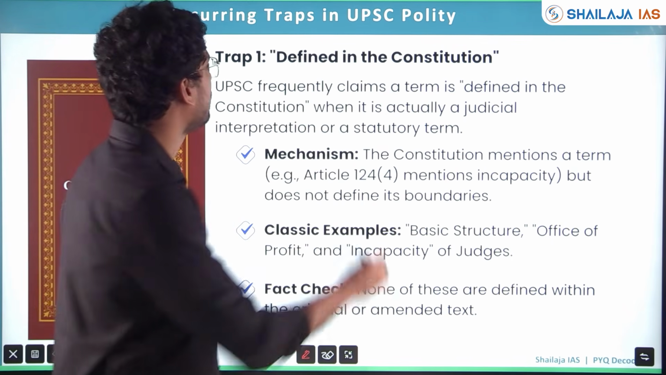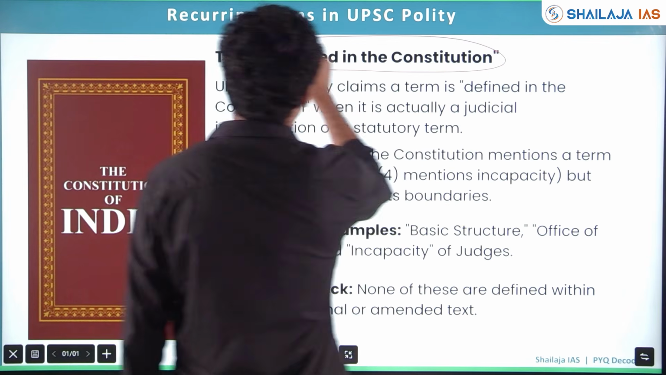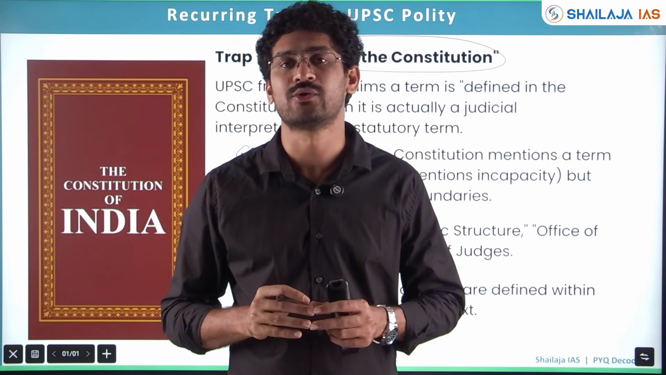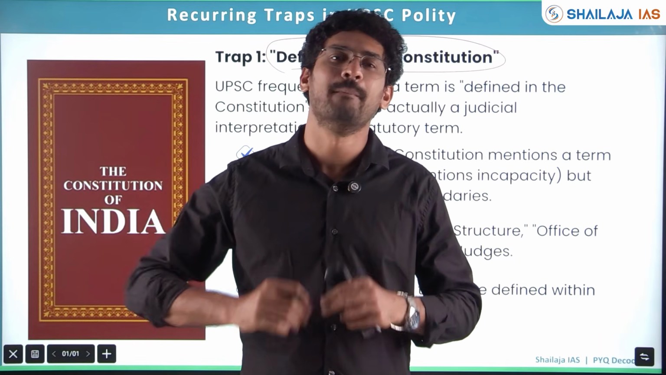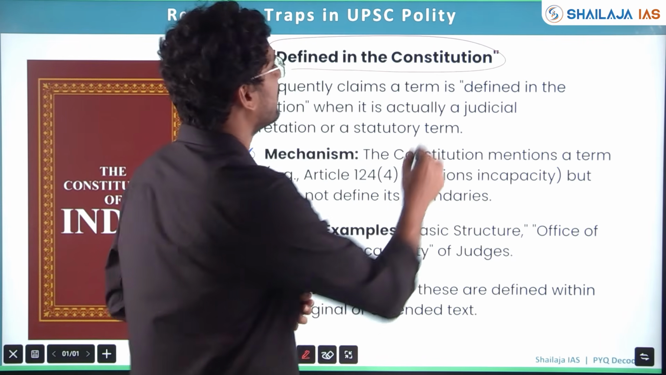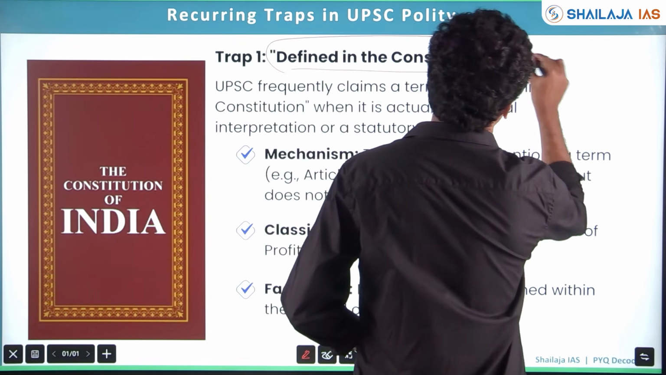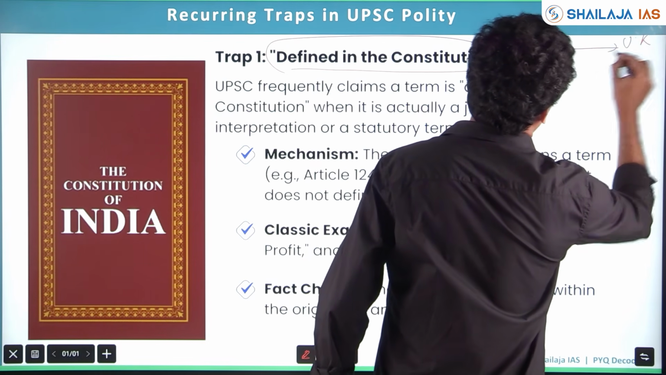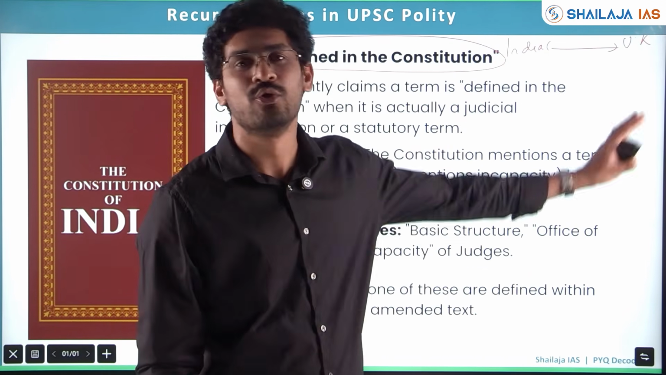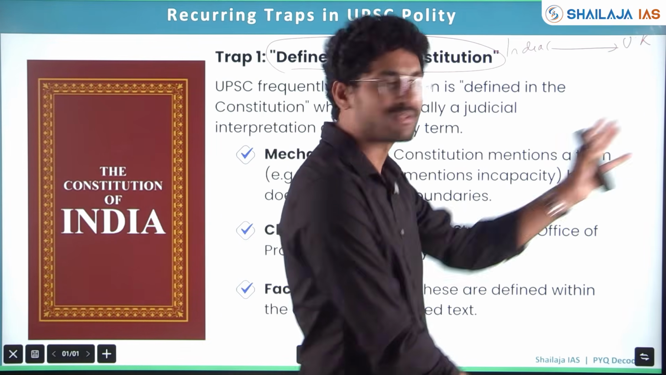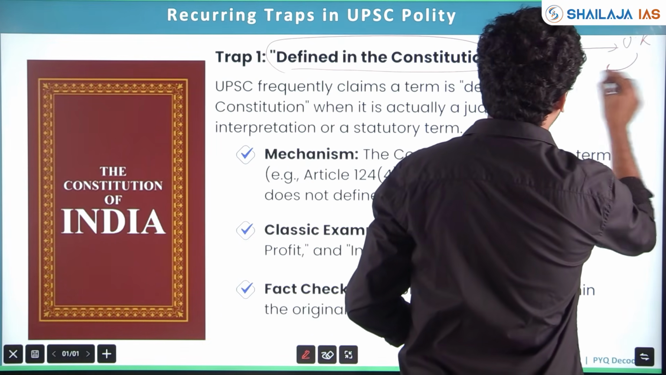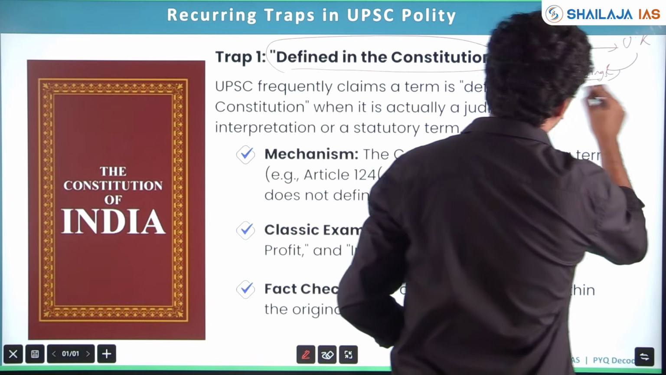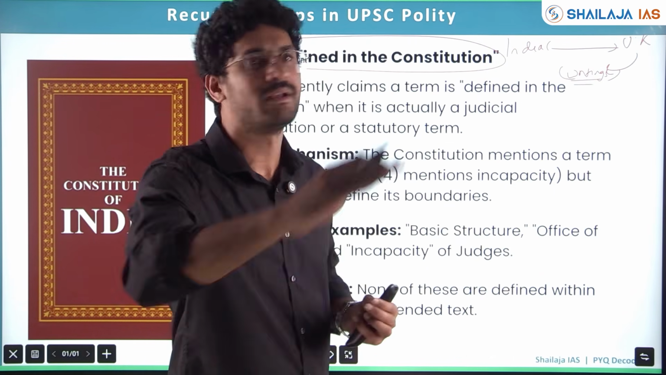First one, defined in the constitution. We all know the Indian constitution is a written constitution that has adopted many conventions, right? On one side you have India, on another side you have Britain, where you have no written constitution, a conventional constitution, which now has many writings. Many things are getting recorded. It's trying to become conventional.